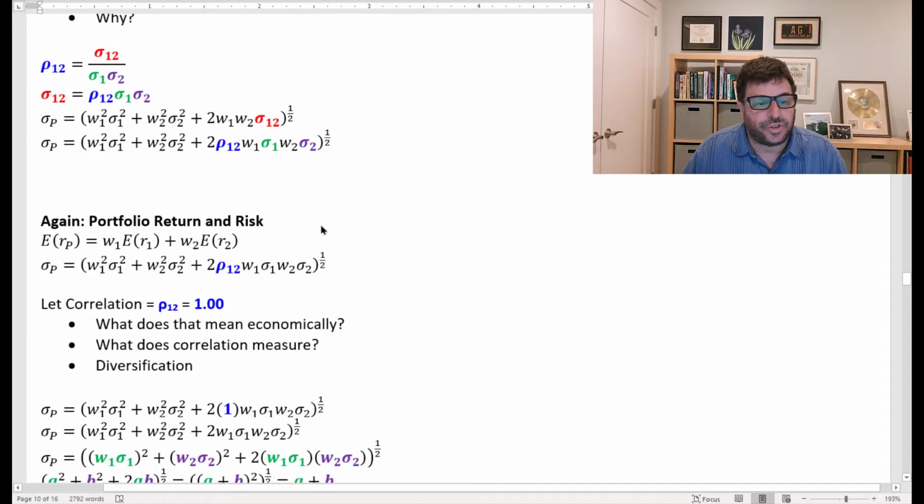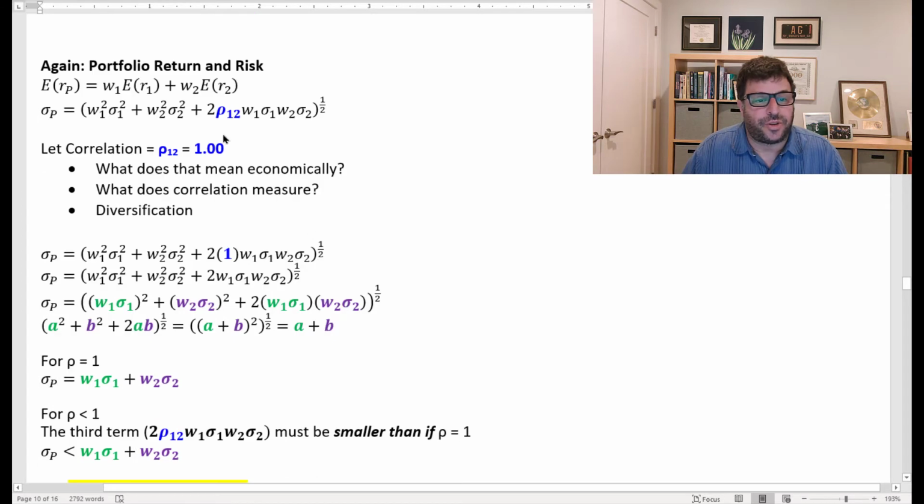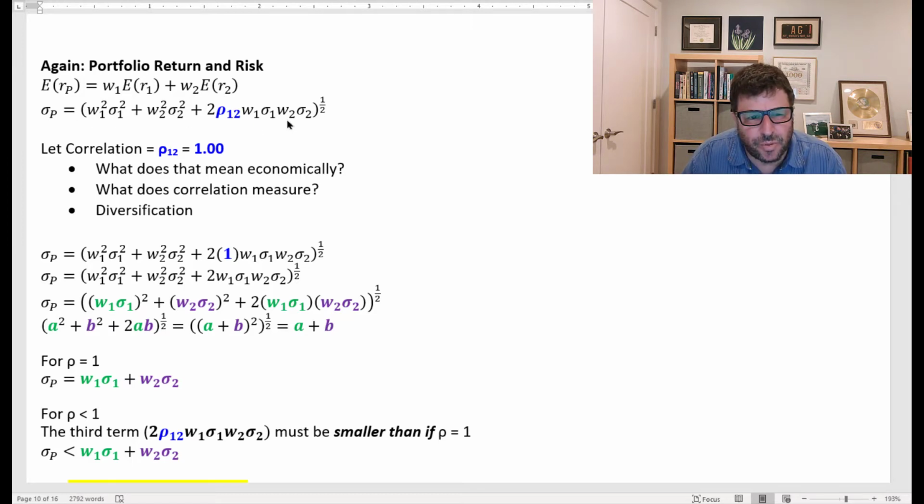Now, here is our new set of equations with this substitution. And I can see that I have my portfolio return equation, the weighted average of the components of the portfolio. And I have my portfolio risk equation, which is going to be the first asset weight squared times its risk squared, second asset weight squared times its risk squared, plus 2 times, well, now I have the correlation coefficient here, and then note these two terms repeat, W1 sigma 1, W2 sigma 2.